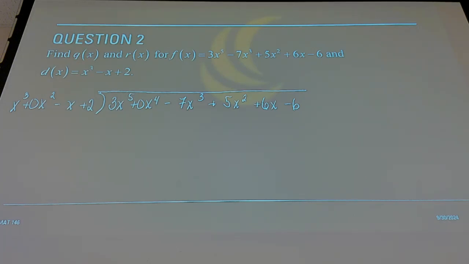Now, again. What's the leading term for the dividend? 3x to the fifth. What's the leading term for the divisor? x cubed. What are you multiplying x cubed by to get 3x to the fifth? 3x squared.